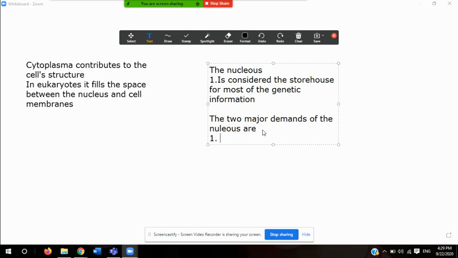The two main demands are one, it must carefully protect the DNA. And two, DNA must be available for use at the proper time. So it has to keep the DNA accessible.